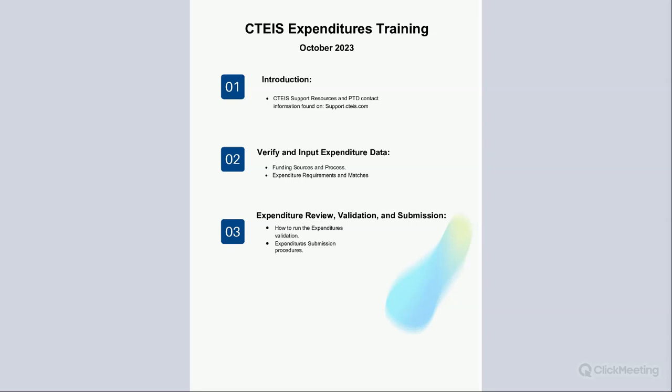And then the third item we're going to do is an expenditure review, validation, and submission: how to run the expenditures validation, and then expenditure submission procedures. So we're going to also navigate to a training site that we use to demo a lot of the procedures. Once we head over there, I'll give you the information where we are. If you want to practice along with some of the procedures with your own login information, you can do that. So we'll do that a little bit later in the training.